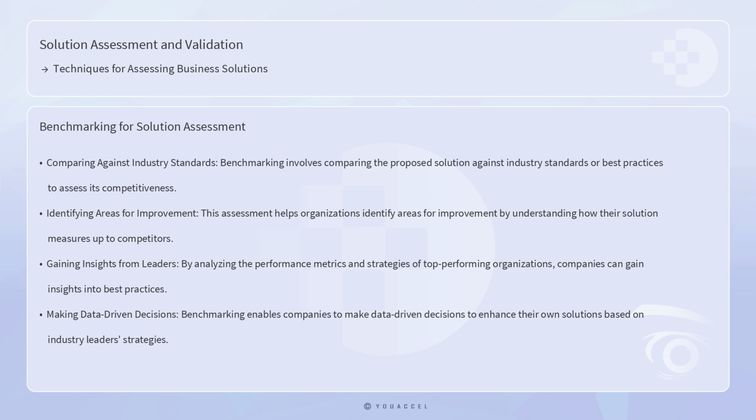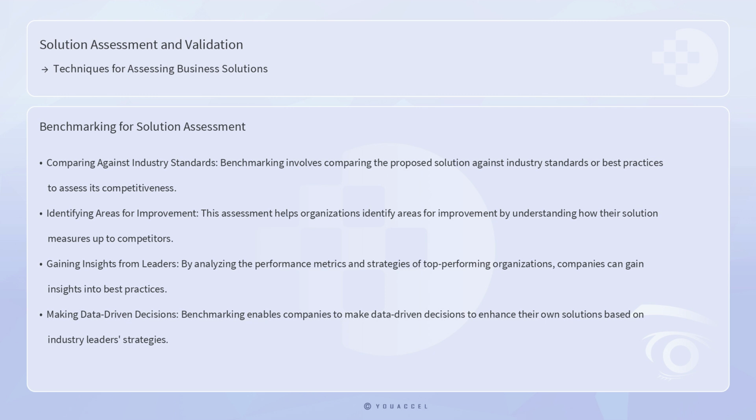Benchmarking is another valuable technique that involves comparing the proposed solution against industry standards or best practices. This assessment helps organizations understand how their solution measures up to competitors and identify areas for improvement.